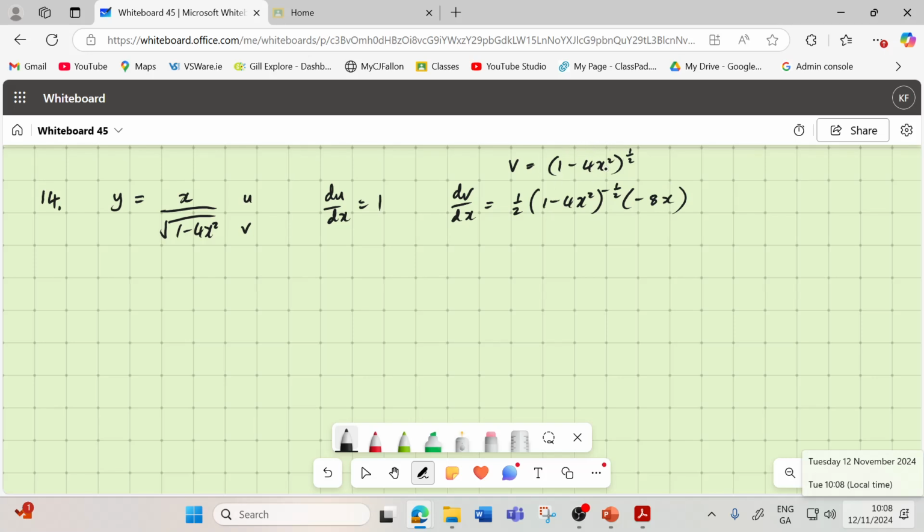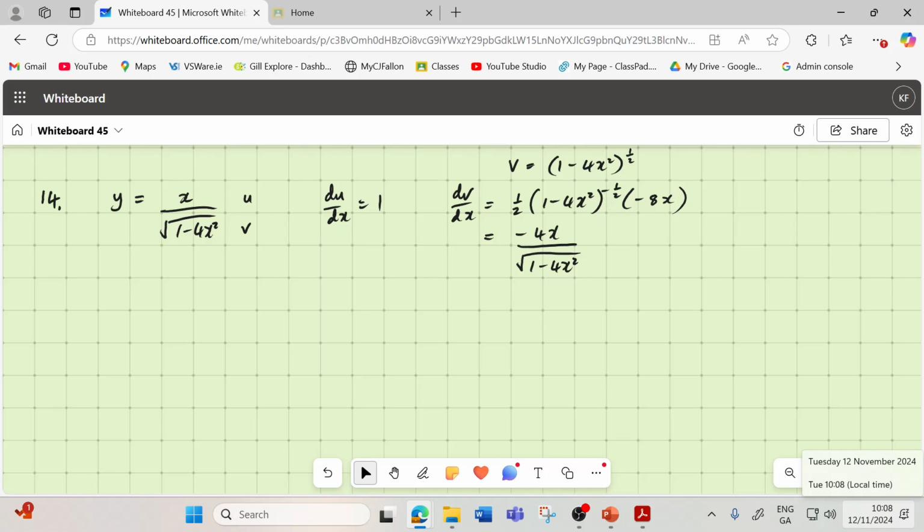So dy/dx of 1 is 0, and dy/dx of minus 4x squared is minus 8x. So that's the formula. So dv/dx equals minus 4x times (1 minus 4x squared) to the power of minus half, which is minus 4x over the square root of 1 minus 4x squared. Okay, so that's dv/dx.